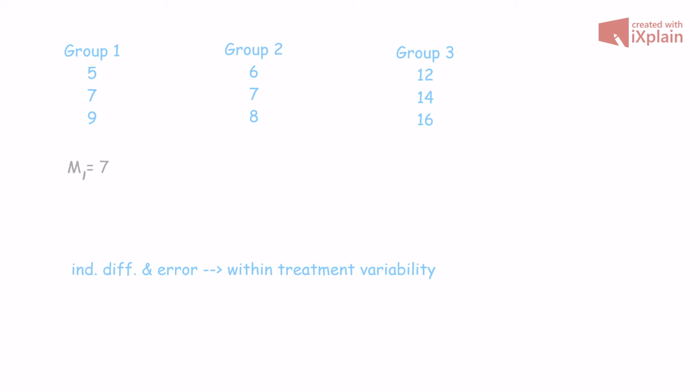Now what we're going to do is compute the mean within each condition, and that's what I've just done here. The mean of group 1 is 7, the mean of group 2 is 7, and the mean of group 3 is 14. Now, these aren't all the same, right? The difference between these two means is 0. The difference between these two means is 7. And the difference between these two means is also 7.